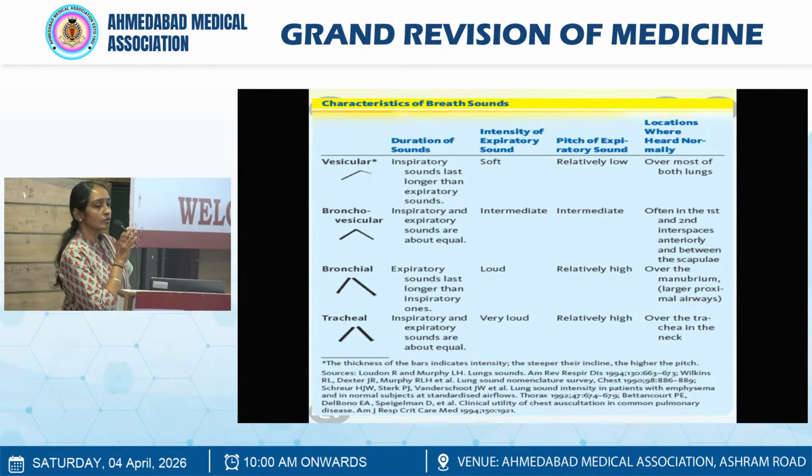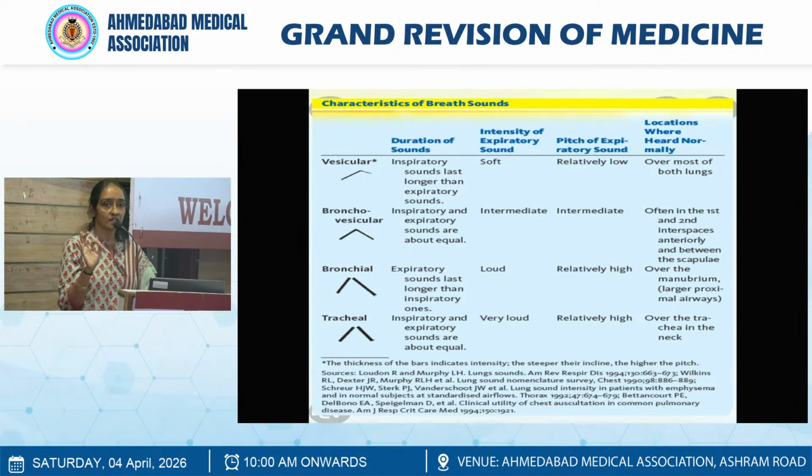Vesicular breathing, again you note the characteristics. The inspiration is longer, expiration is one-third of inspiration, no pause. Bronchovesicular, both are the same and no pause. Bronchial, inspiration is shorter, expiration is longer and there is a pause in between.